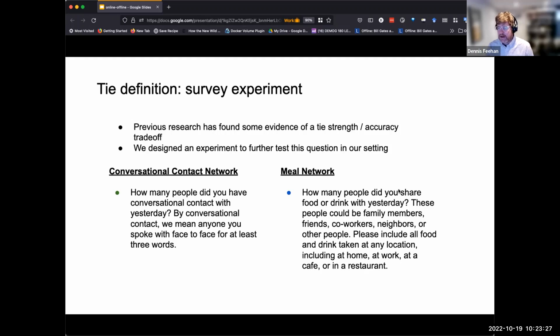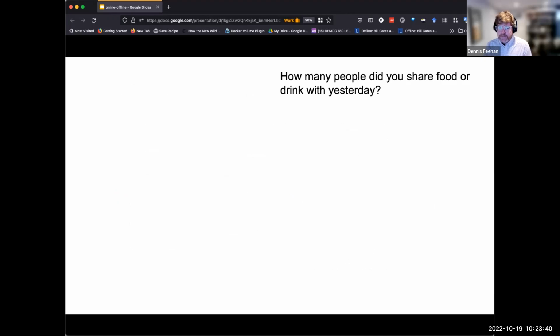In a study that I conducted in a different context, we used a network kind of like this one, but the time window was much longer. This is just asking about meals the day before the interview, so yesterday. So I think this has not been collected before.